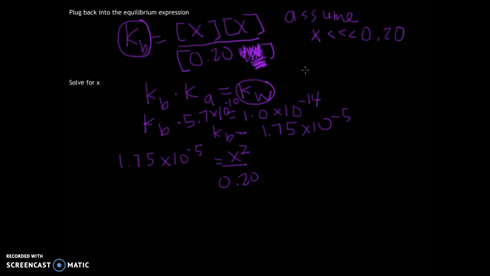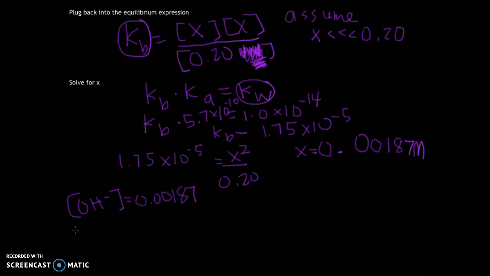I am getting x equal to 0.00187 molar. Okay, so now you got to go back to, well, what is X? X is the hydroxide ion concentration, 0.00187. X is also the ammonium ion concentration.